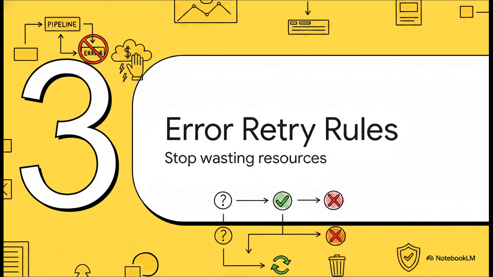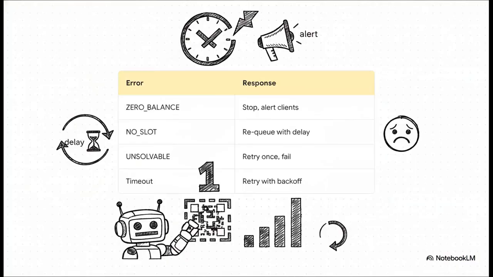Part 3. Mastering error retry rules. It is time to stop wasting resources and hurting delivery. The core idea here in step 4 is that not every error should be handled the exact same way. You've got to establish strict laws of automation. For example, a zero balance error. That shouldn't trigger endless retries. It should stop the queue immediately and trigger an alert.